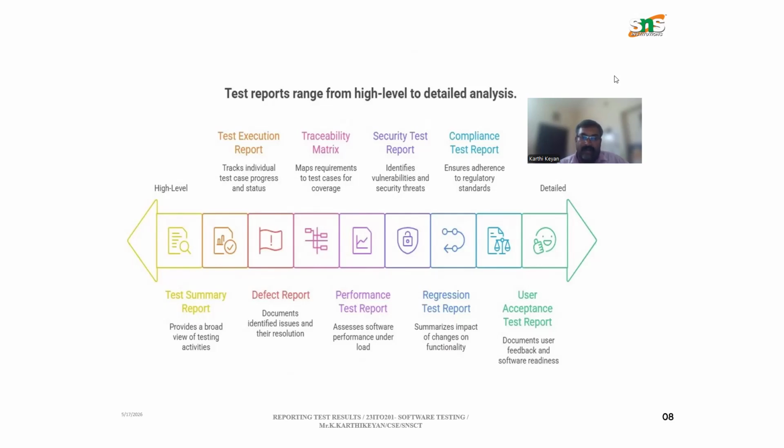First, provide a bird's-eye view of testing activity, and track individual test case progress and status. Document identified issues and their solutions, and map requirements to test cases for coverage. Assess the software performance under load, identify vulnerabilities and security threats, and summarize the impact of changes on functionality. Ensure adherence to regulatory standards, and document user feedback on software readiness. This is the overall process in a test report.